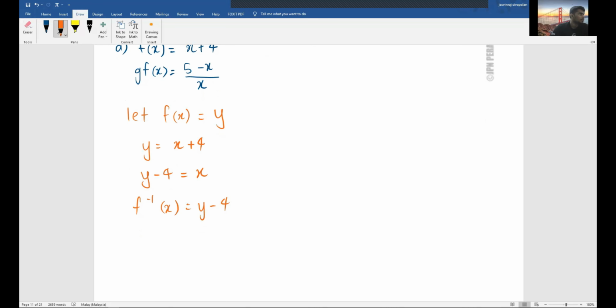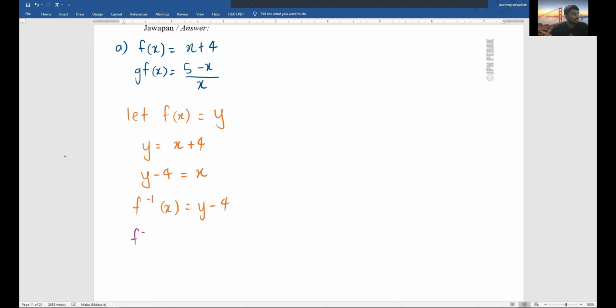I will replace the y with x for better understanding. To simplify the process and ease the steps, I change the y back to x, so it's easier to read and easier to understand. I can let f(x) become anything.